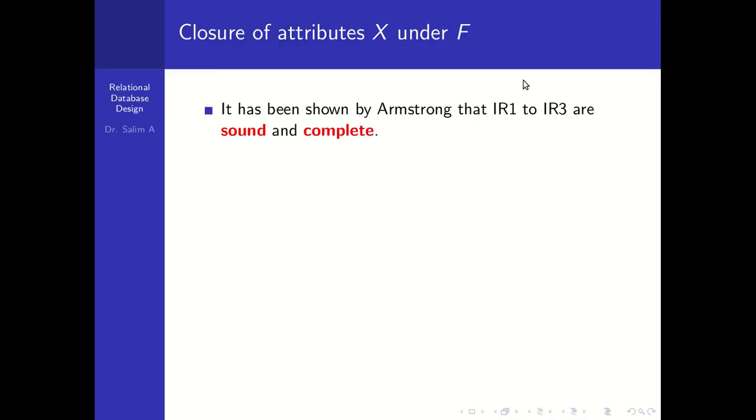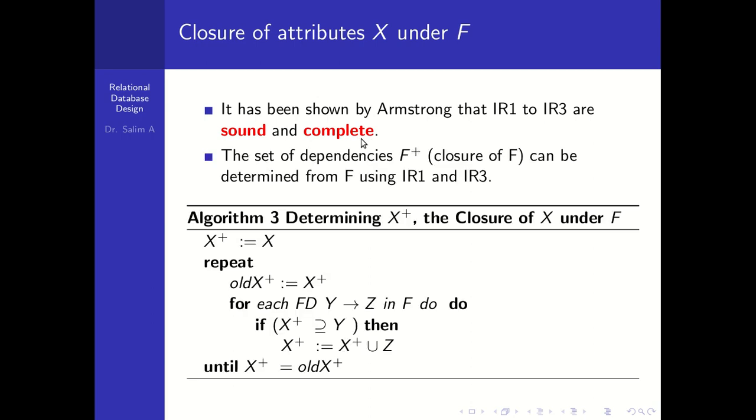What it says is, we know Armstrong axioms IR1, IR2, IR3 are sound and complete. Sound means by the application it will generate only FDs in the closure, and complete means by repeated application it will generate all the FDs in the closure. And how to find attribute closure? Attribute closure means given a set of FDs, you want to find out the closure of an attribute. When we see some examples, it will be easier.